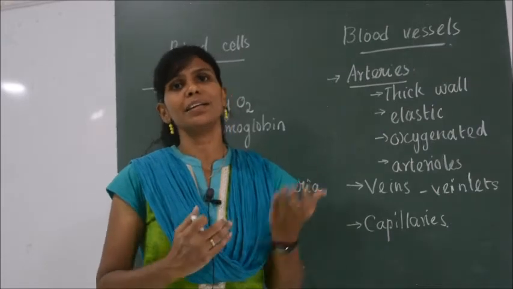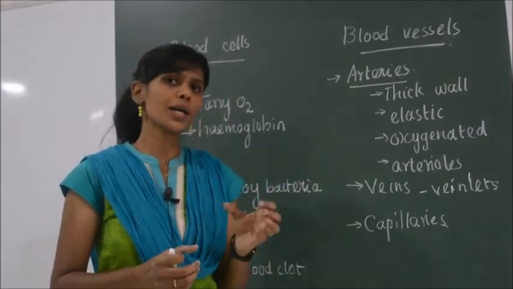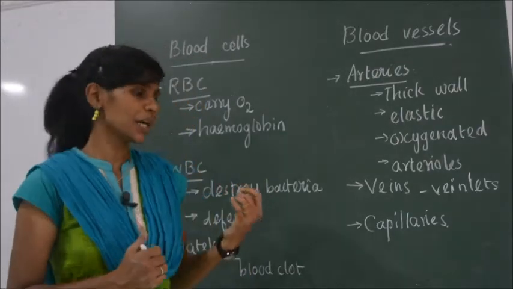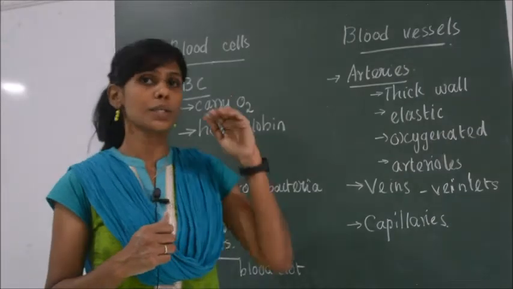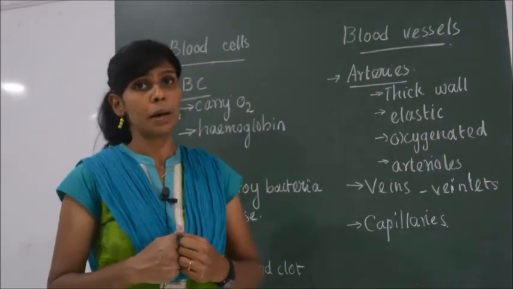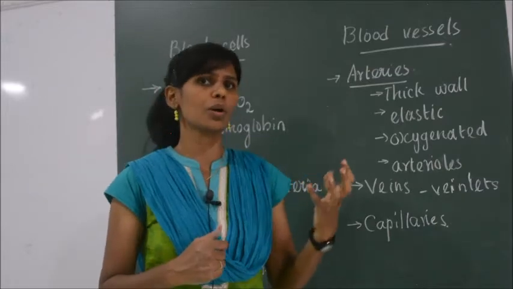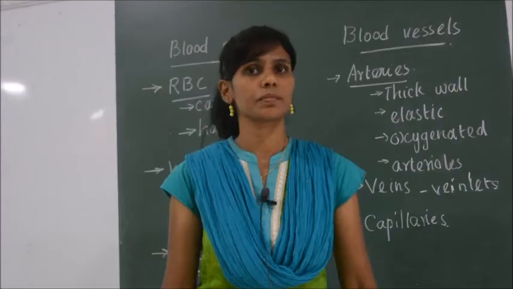Suppose if there is a cut in a person's body, blood will flow out, right? So it has to clot at some point, and this is controlled by the type of cells called platelets. If the platelet count is less in a person's body, then it may not support proper blood clotting. Blood has to clot whenever there is a cut in your body.